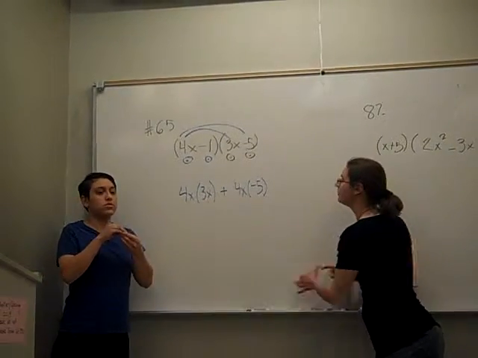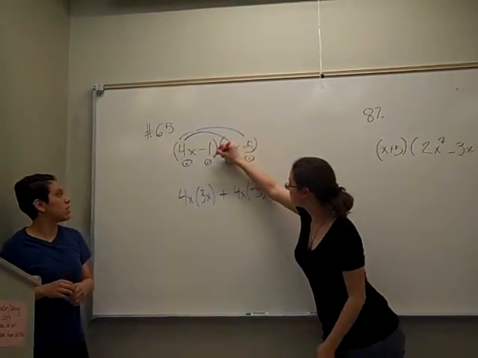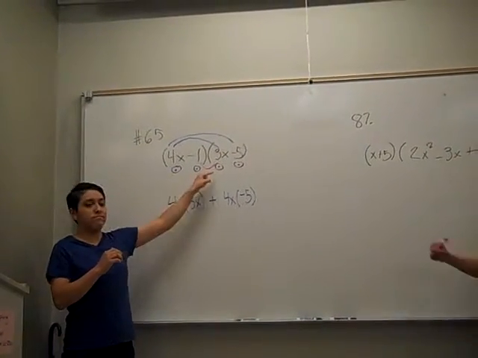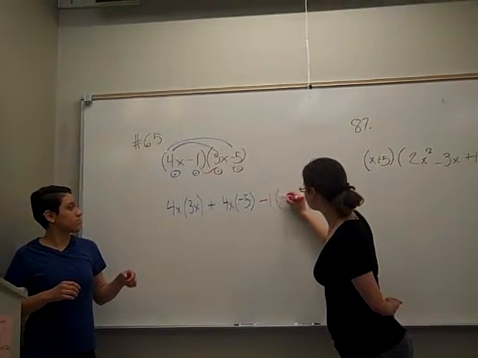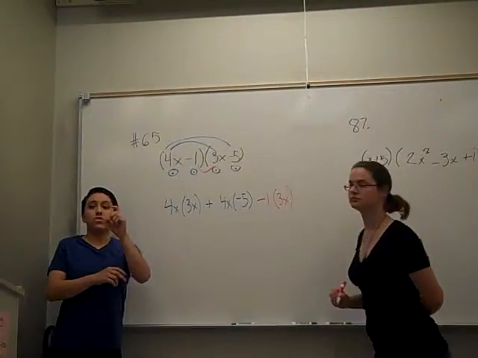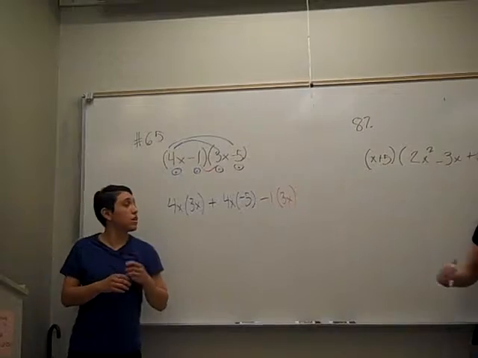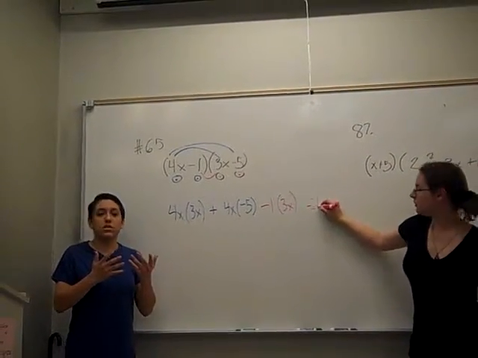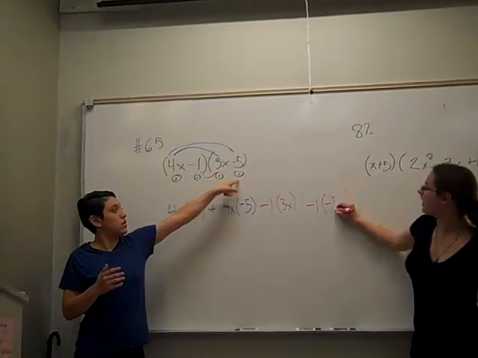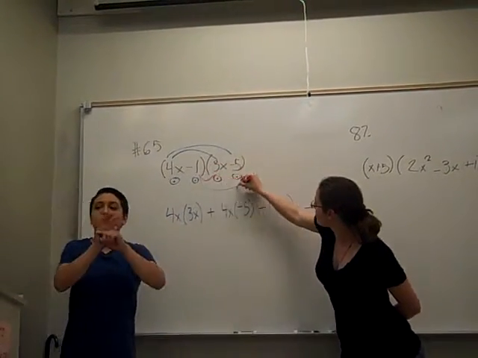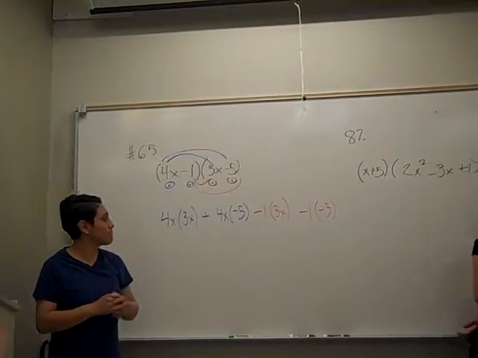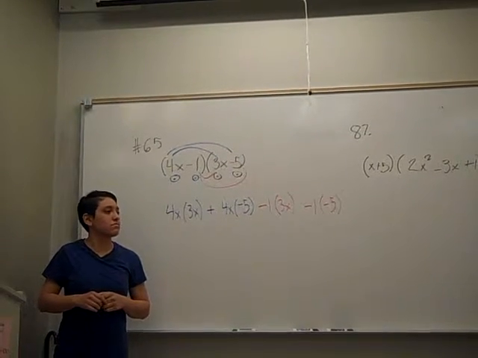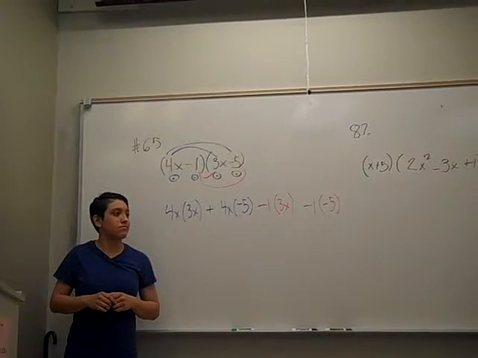Now we have the negative 1 is going to do the same thing. Negative 1 says hello to the 3x. Negative 1 times 3x. Good. And finally, what's my last step? Negative 1 times negative 5. Good. My negative 1 times negative 5. Cool. And once again, we didn't have to do any arithmetic yet. We're just writing stuff down.